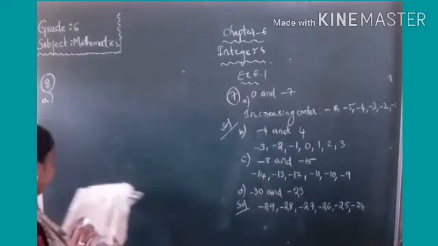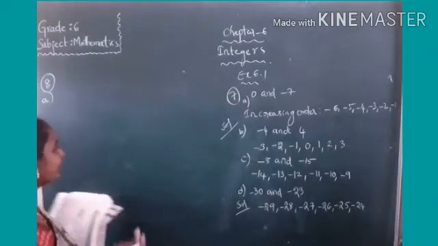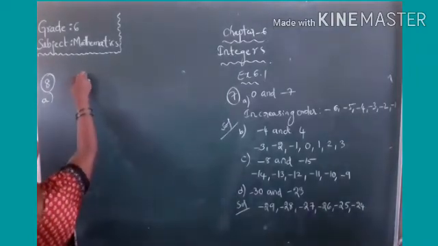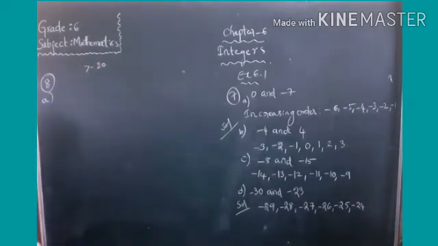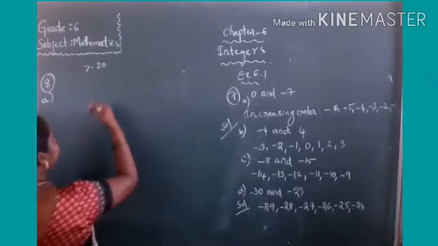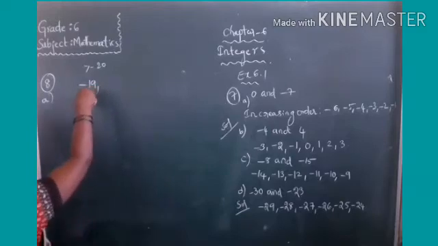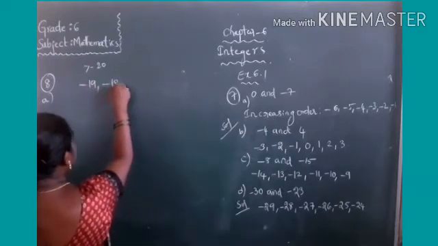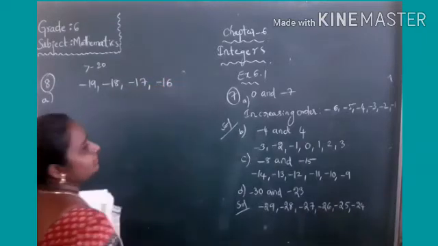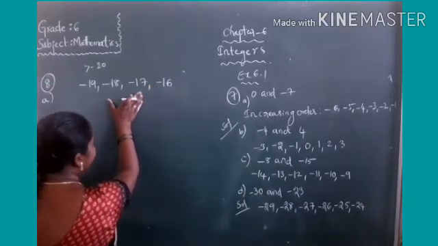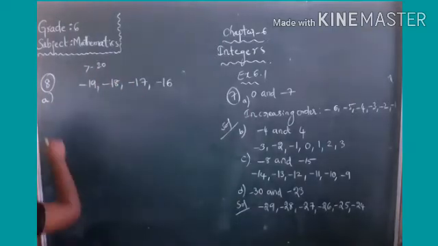Write 4 negative integers greater than minus 20. So which are 4 negative integers greater than minus 20? Minus 19 is greater, minus 18, minus 17, minus 16. So these four negative integers are greater than minus 20.